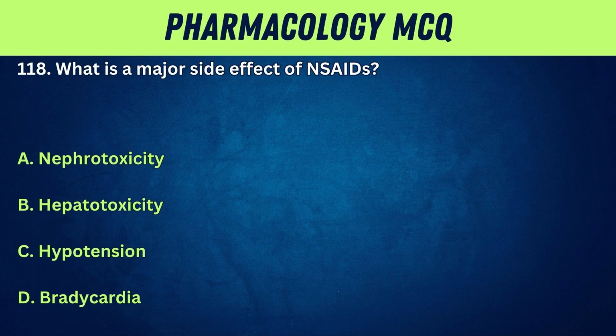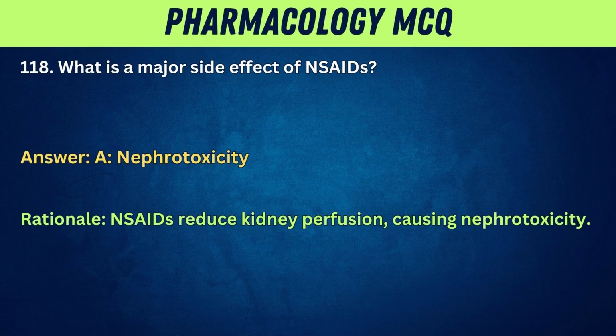118. What is a major side effect of NSAIDs? A. 0.5 to 2.0 nanograms per milliliter. B. Hepatotoxicity. C. Hypotension. D. Bradycardia. Answer: A. Nephrotoxicity. Rationale: NSAIDs reduce kidney perfusion, causing nephrotoxicity.